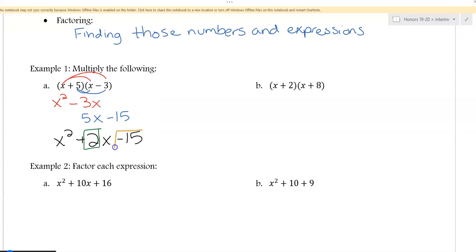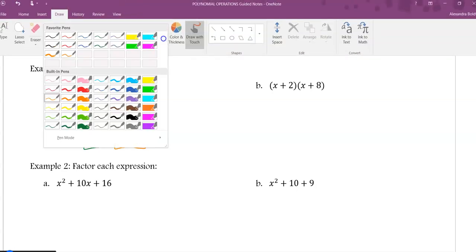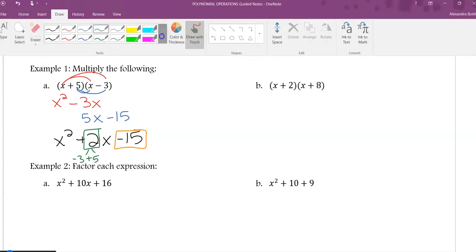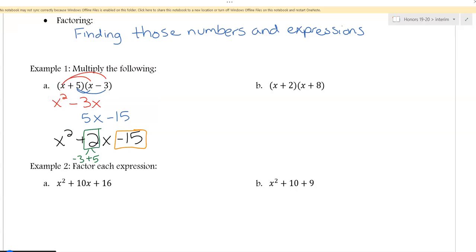Well, let's see if it happens again. Right, figuring out a pattern. All right, so then we have x times x is x squared. X times 8 is 8x. 2 times x is 2x. 2 times 8 is 16. So yes, we have x squared plus 10x plus 16.